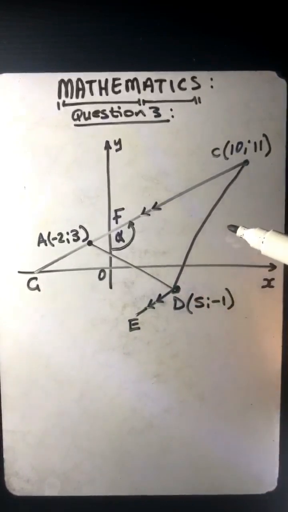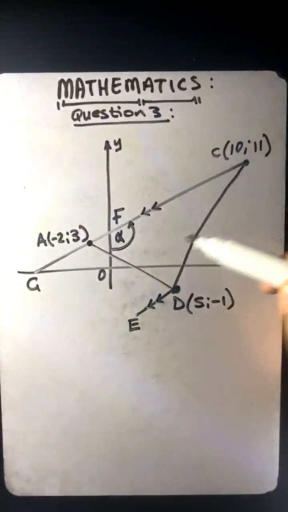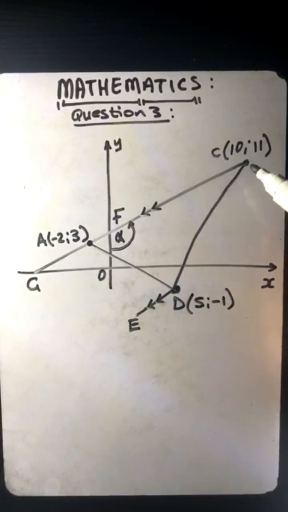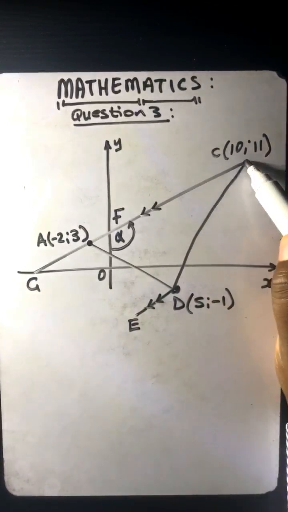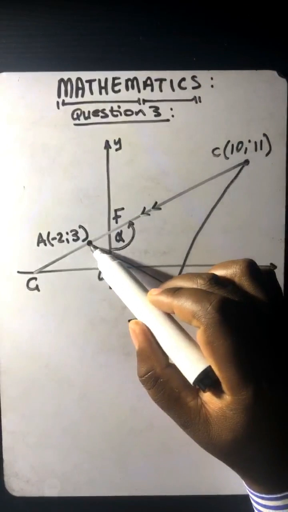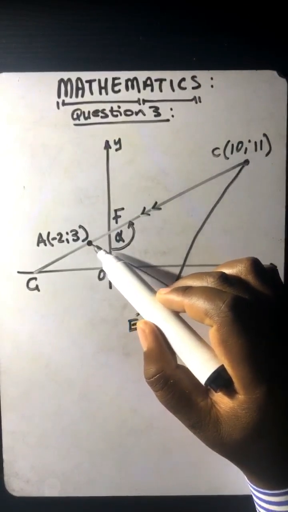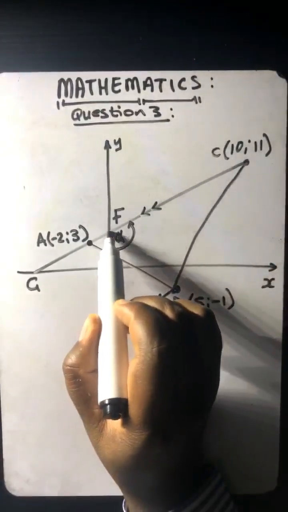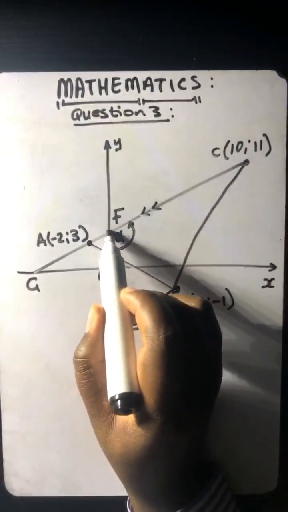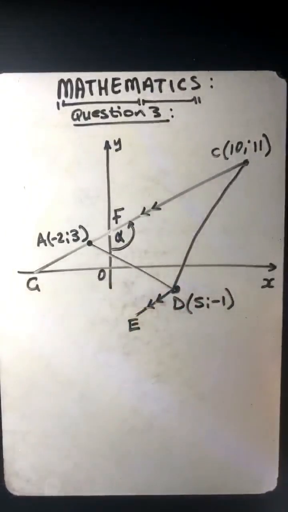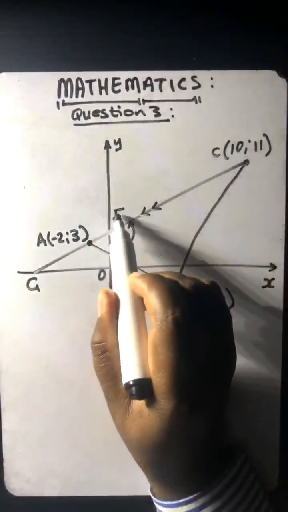It's very strange that they used letter A and they skipped B, and went to C, D. Somehow, strategically, B might be introduced. But let's continue. CA, where is C? Oh, there is C, there is A. They say it intersects the y-axis at F. Oh yes, makes sense. AC or CA does intersect the y-axis at that point, and this point is called F.